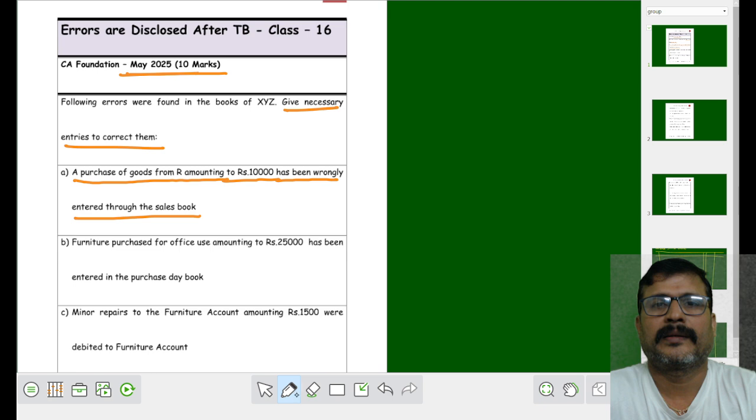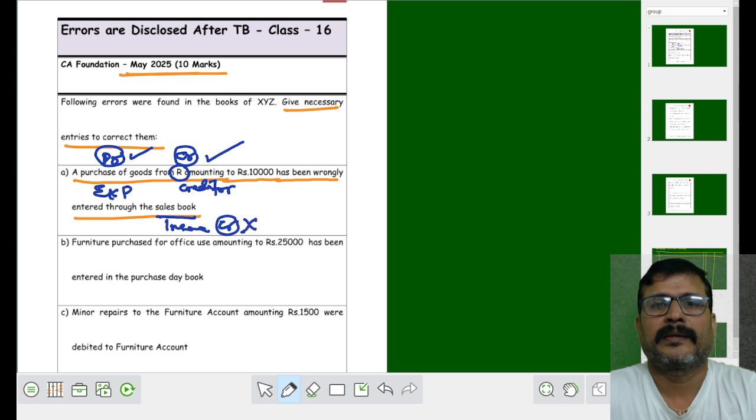Now let us explain how we can rectify this particular entry. Purchase means what, my dear students? Expenses. Expenses are to be debited. From whom did you purchase? We have purchased from R. Who is R? R is your creditor. According to the rule, the creditor is to be credited as the correct entry. But unfortunately, my dear kids, you entered it in the sales book. Sales is an income. For income, what have you done? You have wrongly taken it on the credit side. It is wrong.